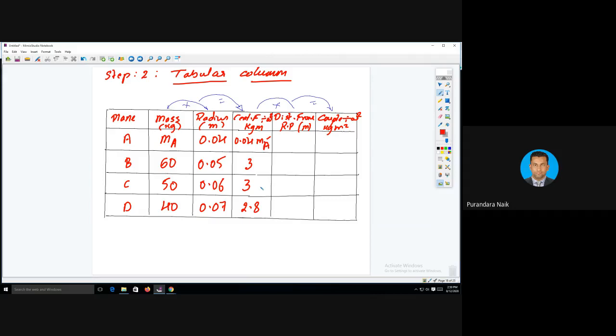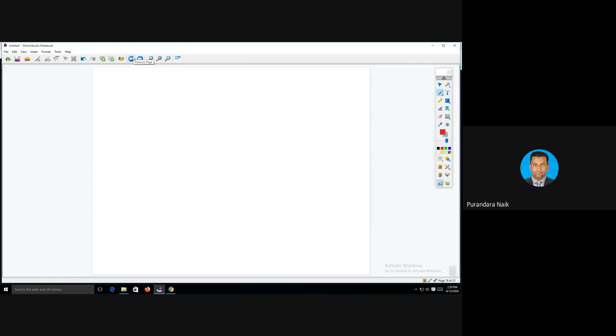In any problem, you check whether it is possible to draw the force polygon or not. If not, you can go for the next step. But if it is possible, you just finish the force polygon. Okay, it is possible because we have 3 knowns and 1 unknown. So step 3, force polygon.